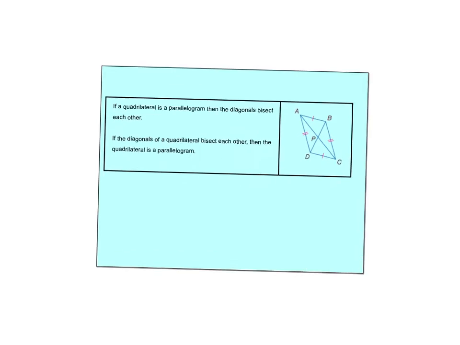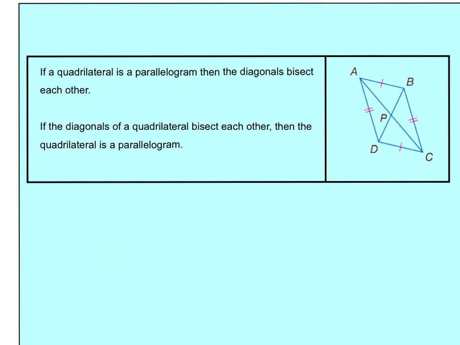So the last property that we want to spend a little time with is this. In a parallelogram, the diagonals bisect each other. So what does it mean to bisect? Well, that just means cut in half. That's all that means, cut in half. Okay, so they bisect each other, so they cut each other in half.